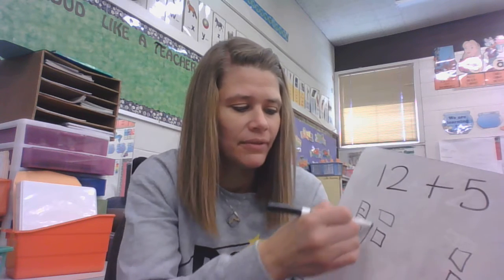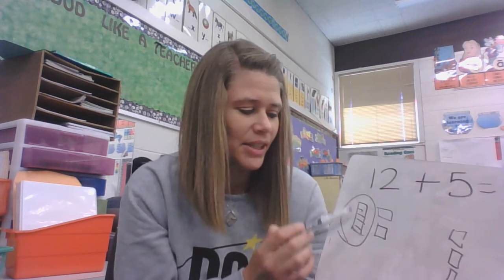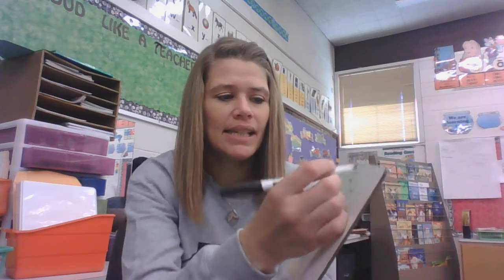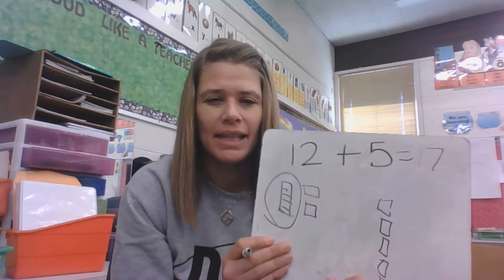Okay, so here's my friendly number of a 10. And then we're going to add the 2 and the 5 more. So 10, 11, 12, 13, 14, 15, 16. Oops, I forgot to add my 5, right? Let's try that again. So 10, 11, 12, 13, 14, 15, 16, 17. So 12 and 5 more equal my 17.